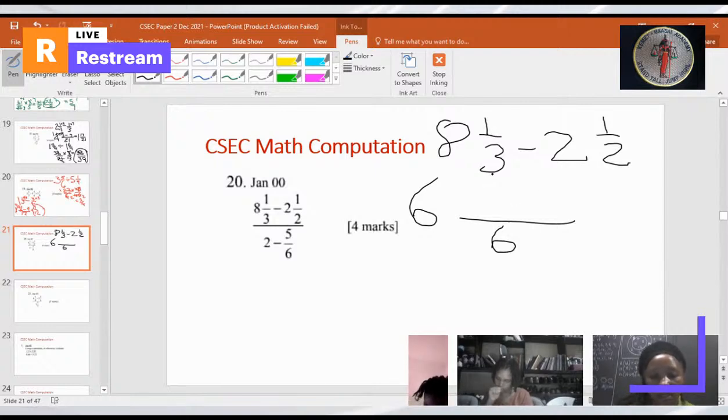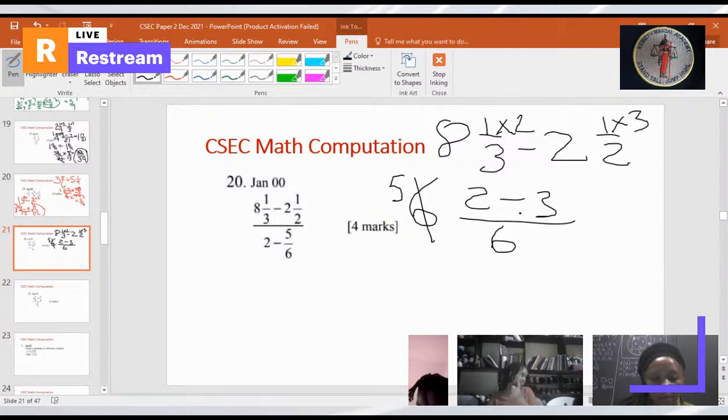All right. 3 into 6 goes 2 times. 1 times 2 is 2. And 2 into 6 is 3 times. 1 times 3 is 3. If you take 1 out of the 6, leave 5, and then add the 6 carry to that, you write that one whole as 6 over 6, and add it to the 2.